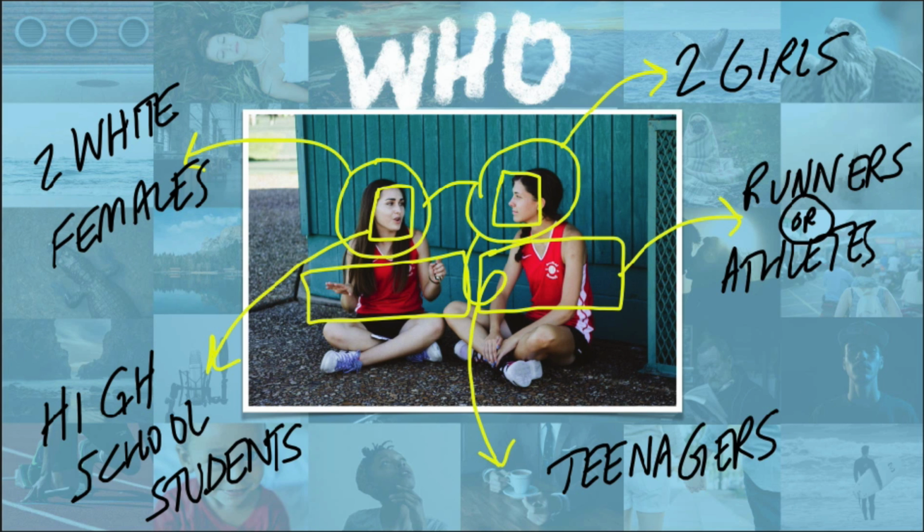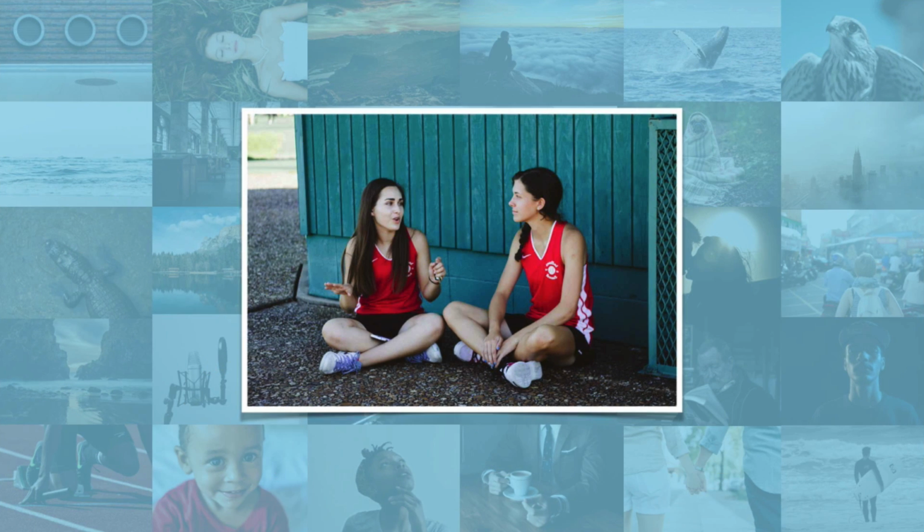Teenagers. So for this one picture, we have 5 different pieces of information that can give us more details about who. We have 2 white females, 2 girls, runners or athletes, high school students, or teenagers. Now, let's move on to the next picture.